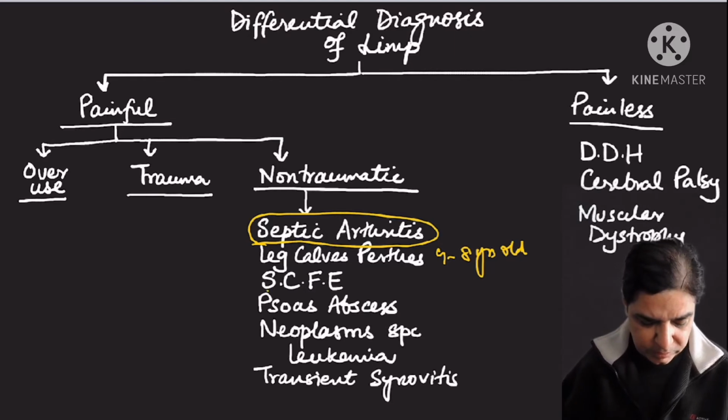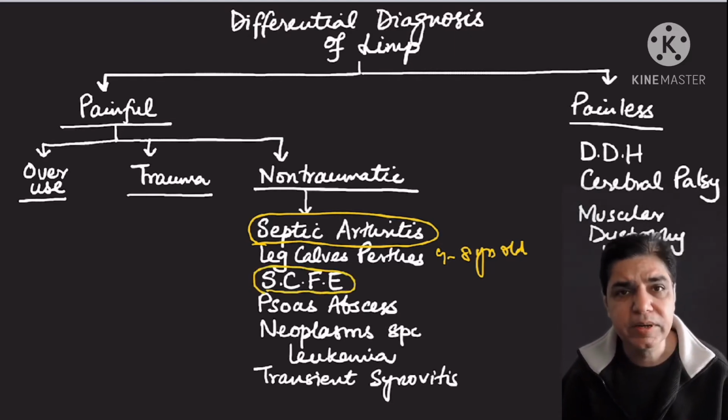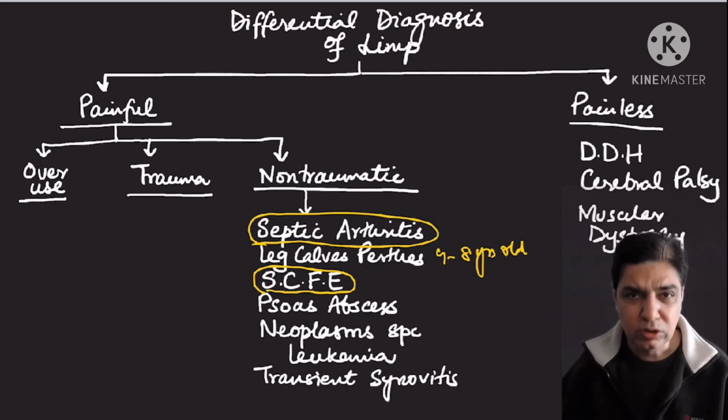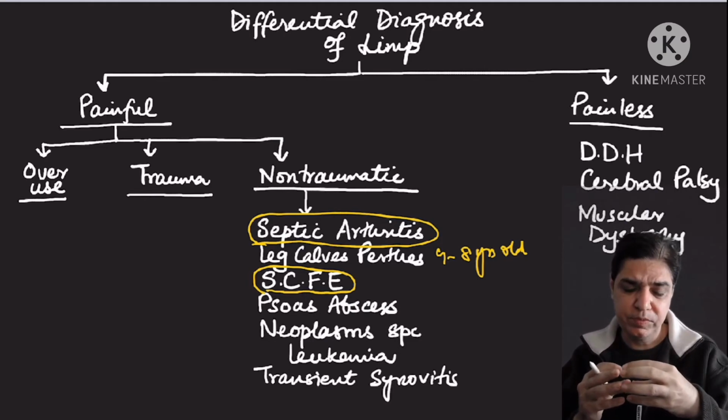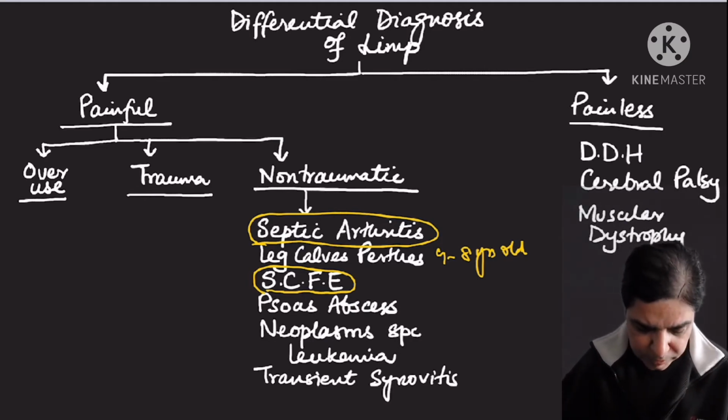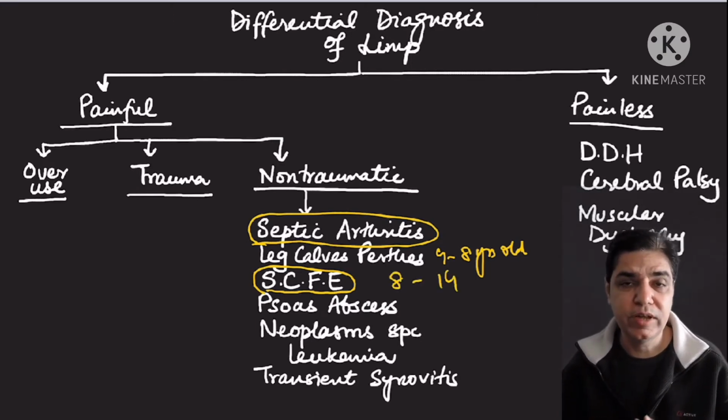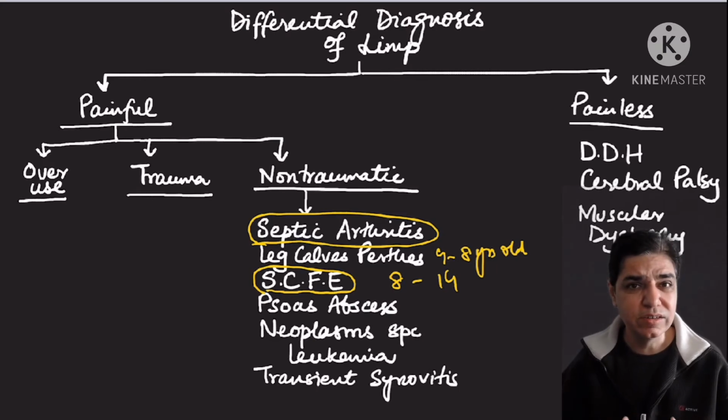Then the next category is SCFE, which stands for slipped capital femoral epiphysis. This is basically what happens: just below the femoral head, where there is the epiphysis, it can slip. It's most common in the age group 8 to 14, so it's a disease of adolescents. It mostly occurs in obese girls and can lead to a painful limb.